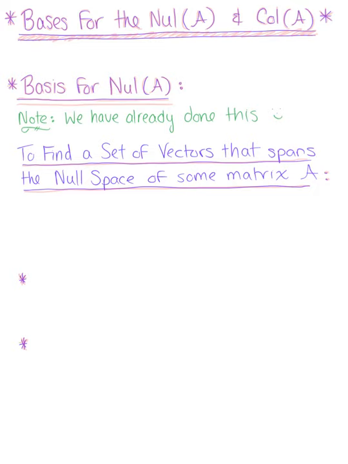So we now want to look at bases for the null space of A and the column space of A. So starting here by thinking about the null space of A, we've actually already done this before. We did this back in section 4.2.